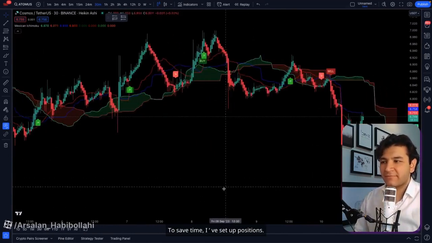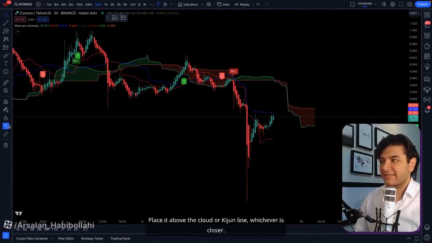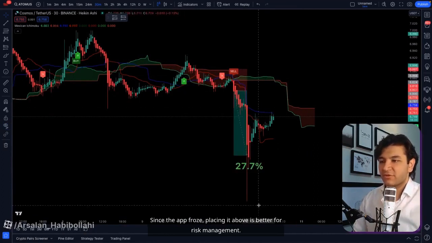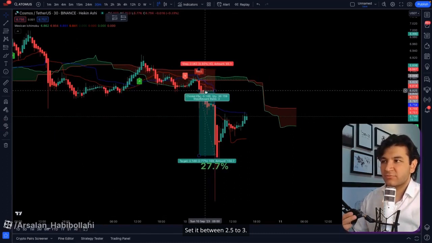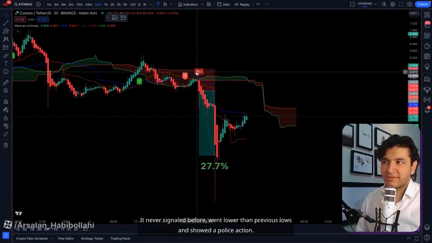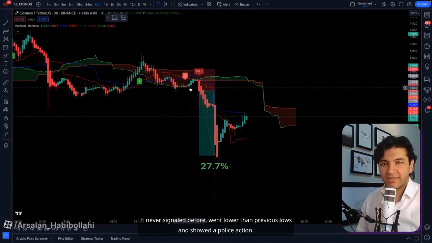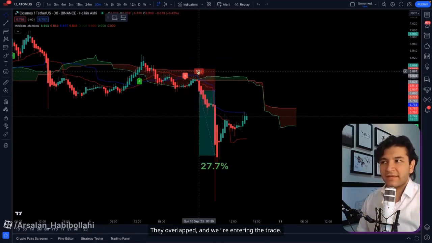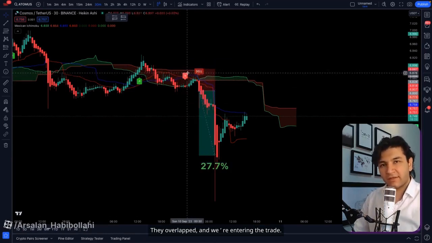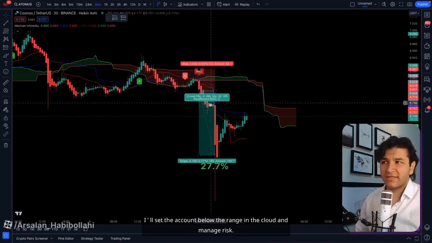To save time, I've set up positions. We're in a bearish trend with a sell signal. Place the stop above the cloud or Kijun line, whichever is closer. Since the cloud is thin, placing it above is better for risk management. Set it between 2.5 and 3. Why this action? It had never signaled before, went lower than previous lows, and showed police action. We entered and got 2.77%. Let's review the signals. They overlapped, and we're entering the trade. I'll set the stop below the range in the cloud and manage risk.